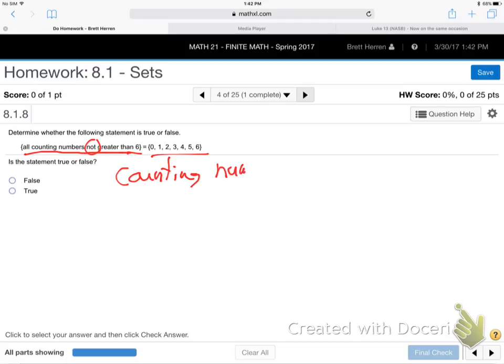The counting numbers, you tell me, what numbers do you count on? What's the first number you can? You go 0? No, nobody starts at 0, right? You never count at 0. So you start at 1, right? You don't count halves, right? Those are the counting numbers.